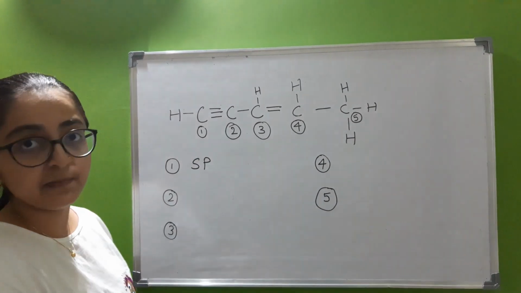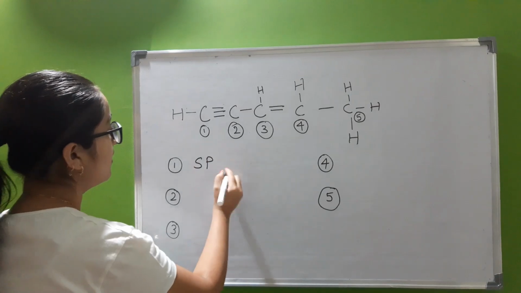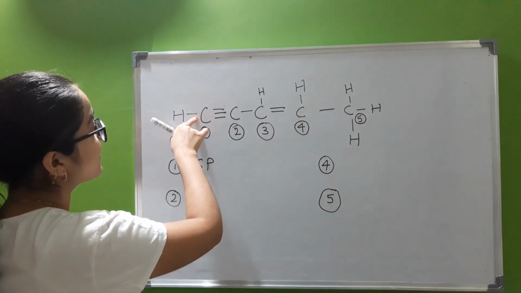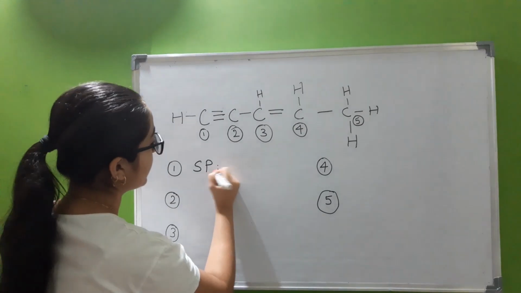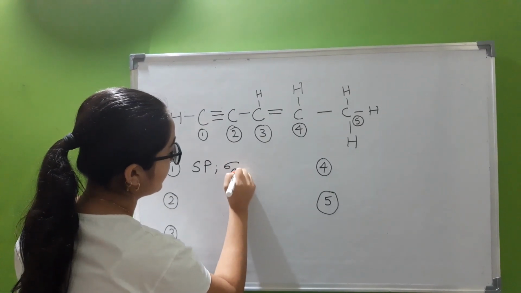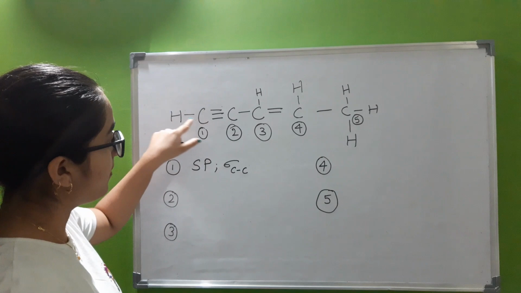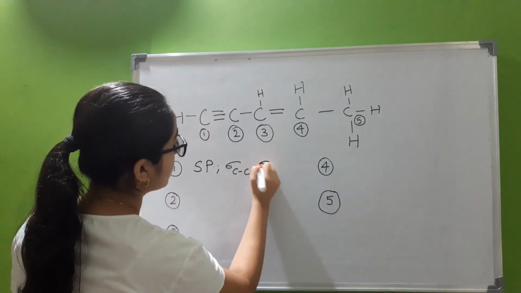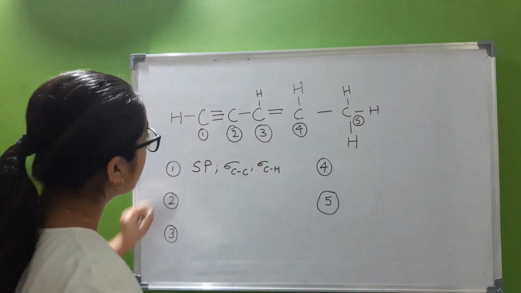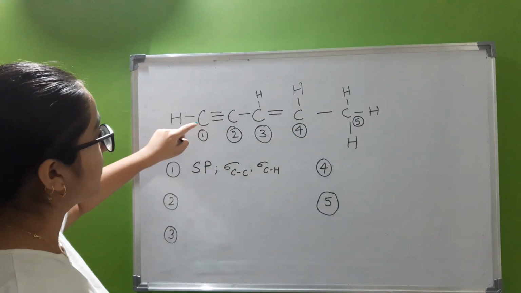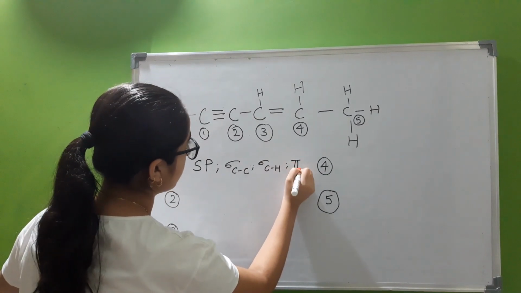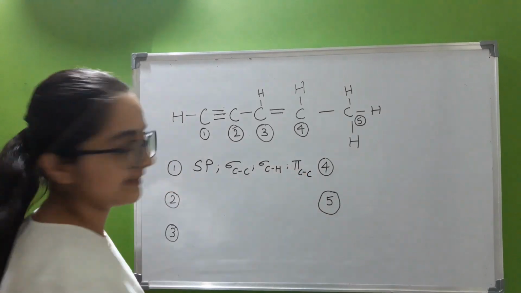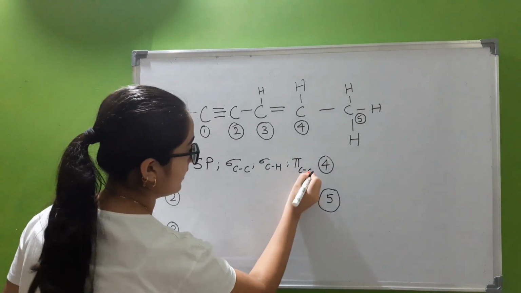The number of sigma bonds present here is 2: the one between C and H and the one between C and C. So I can represent that there is one CC sigma bond and one CH sigma bond. I'm also going to represent the two pi bonds between the two carbons. I'll just write one more here.